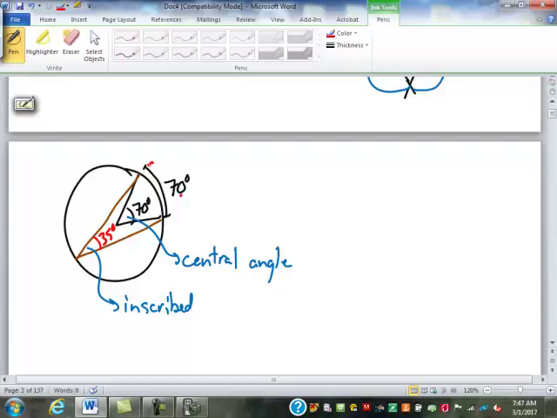The term for this, by the way, that you'll hear is called the intercepted arc. That's the arc that that angle intercepts on the edge of the circle, on the circumference of the circle.